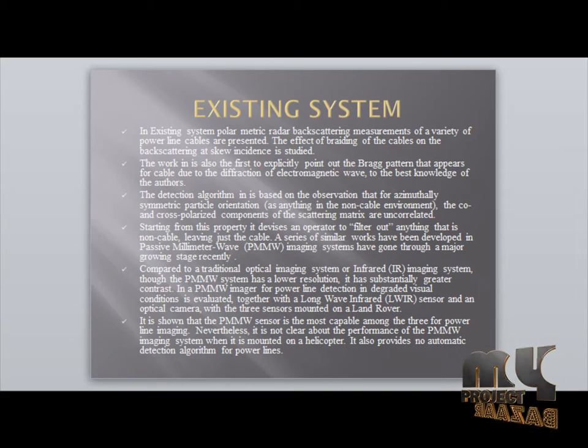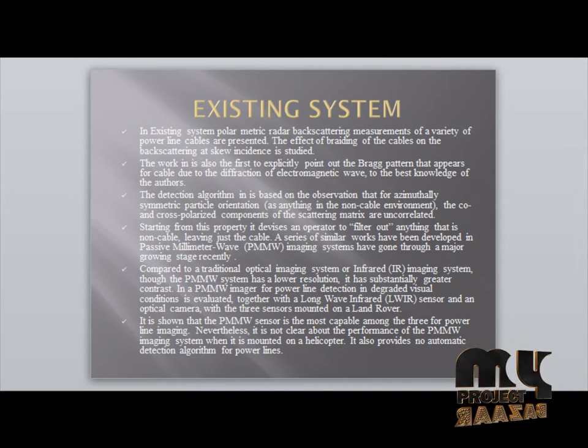In the existing system, polarimetric backscattering measurement of a variety of power line cables is studied for cables at skew incidence. The Bragg pattern appears for the diffraction of electromagnetic waves, to the best knowledge of the authors. The detection algorithm observations are asymmetric particle orientation, the coordinates, and cross polarized components. Starting from this property, it filters out anything non-cable, leaving just cable-like structures.